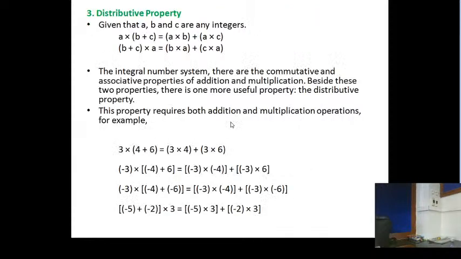Okay, so next the last one is the distributive property, right? So now what is the distributive property? Given that A, B and C are all integers, so we can say A multiplied by B plus C. Now this one, it is what? A multiplied by B plus, right? We have to do A multiplied by C. This is the distributive property. Same here, B plus C multiplied by A equals B multiplied by A plus C multiplied by A. This is the distributive property.